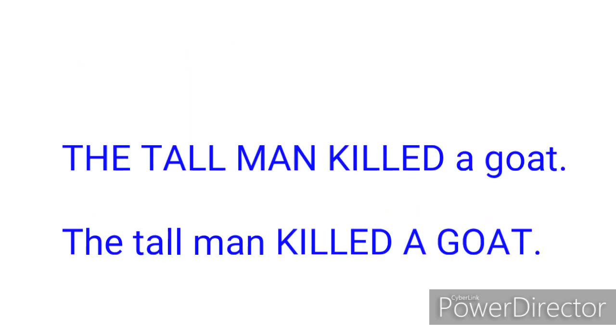Then, if I underline "the tall man killed," it has become a noun clause because of the presence of the verb "kill" in the underlined words. So, "the tall man killed" is a noun clause functioning as the subject of the sentence. Then, if I underline "killed a goat," we still have a noun clause that functions as the object of the sentence. Please, if you have questions, relate them to me in the comment section.